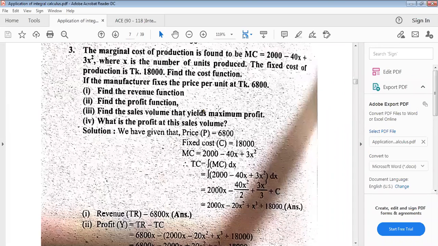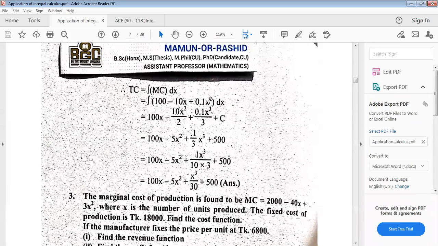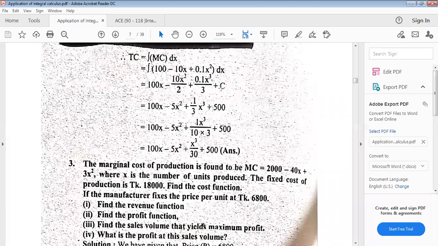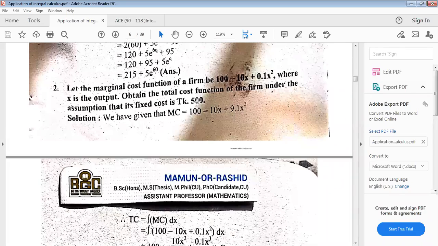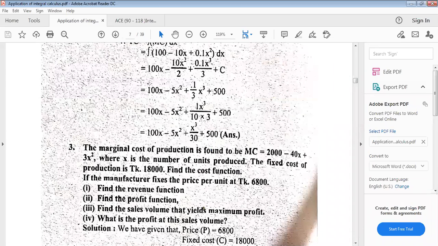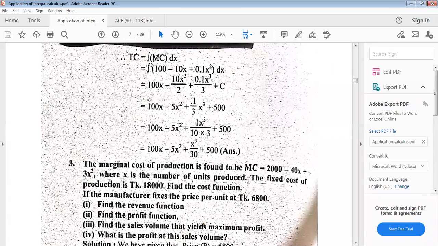Understand? This is the constant. After integration, we have to introduce a constant C. After integration is finished, we have to introduce a constant, this plus C, maybe plus K, anyone. Okay, now the fixed cost is given as 500. When total cost TC equals 500, then input x equals what?